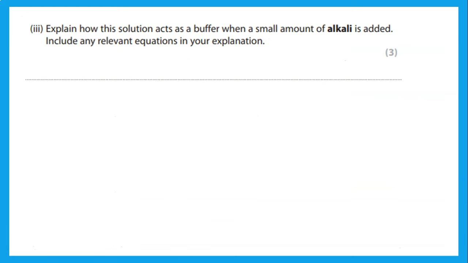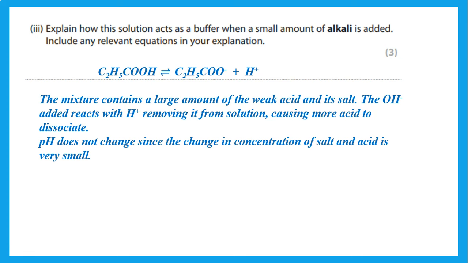Explain how this solution acts as a buffer. So if I have this solution and we're asked to explain how it acts as a buffer when a small amount of alkali is added. Remember, we said the mixture contains a large amount of acid and its salt. The hydroxide ions react with H+, removing it from solution, and this causes the equilibrium to shift to the right to make more acid. The pH does not change since the change in concentration of salt and acid is very small.